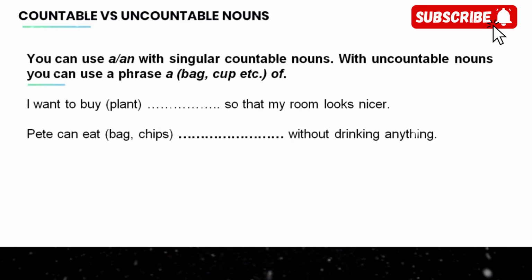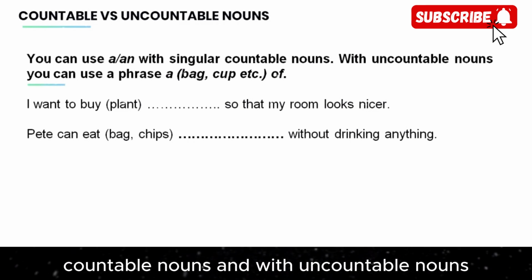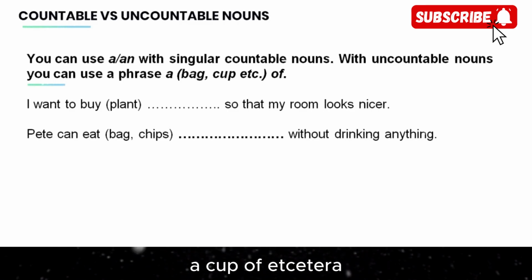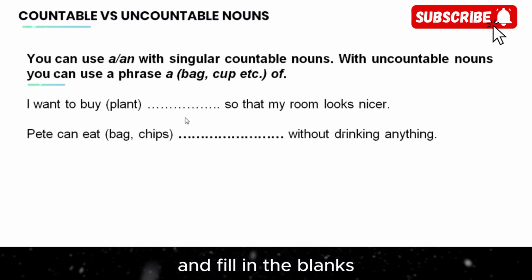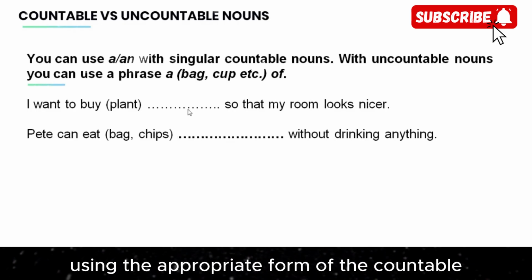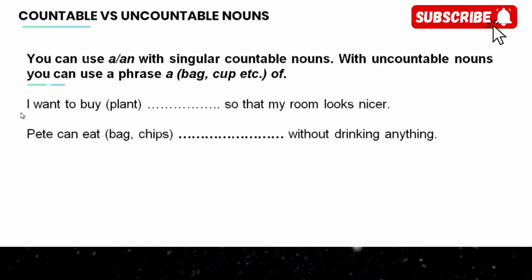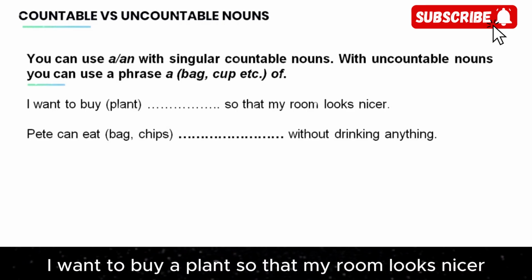Countable. Note that you can use a or an with singular countable nouns, and with uncountable nouns you can use a phrase like a bag of, a cup of, etc. Now read the following sentences and fill in the blanks using the appropriate form of the countable or uncountable noun. I want to buy a plant so that my room looks nicer.